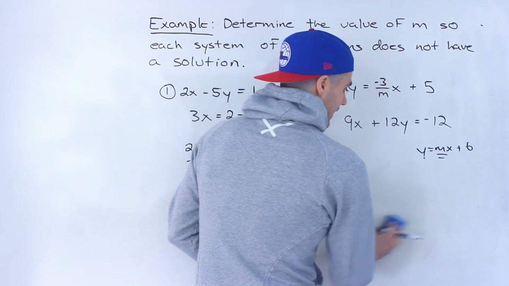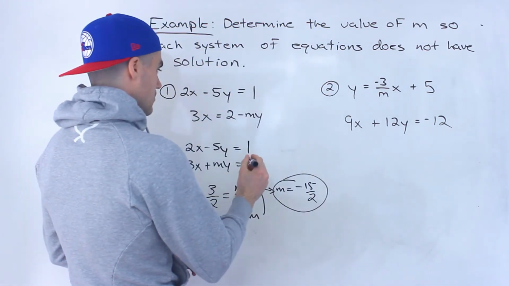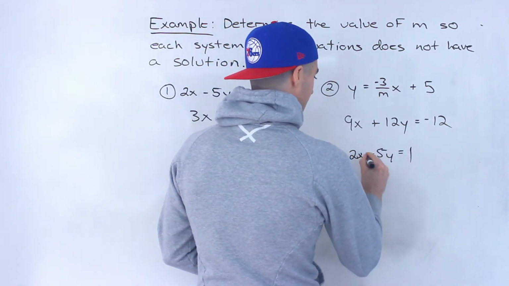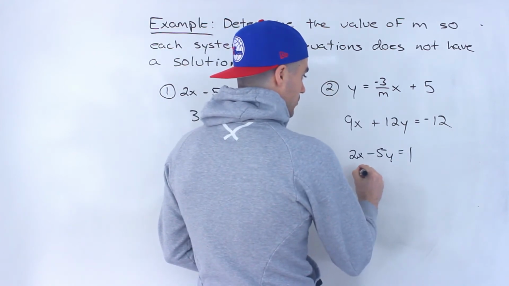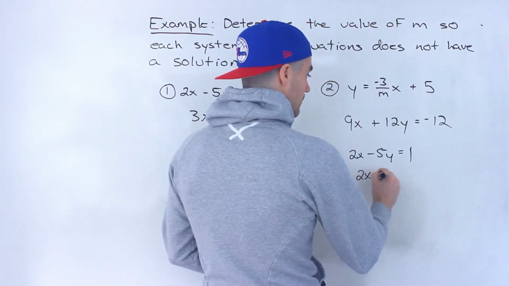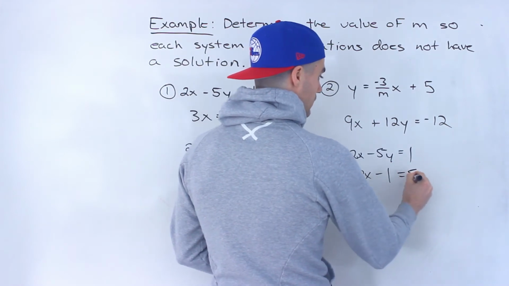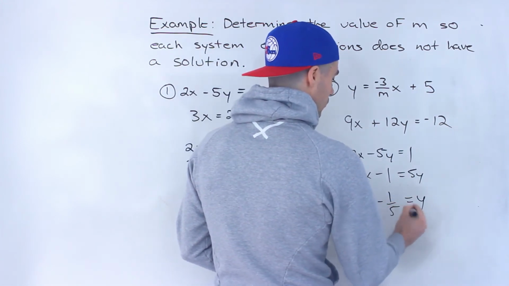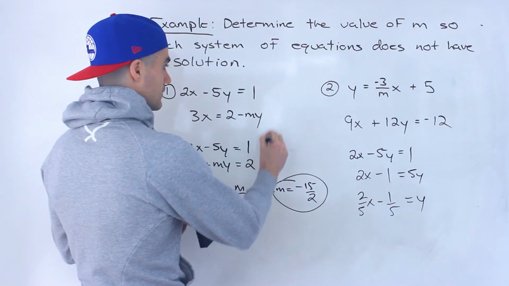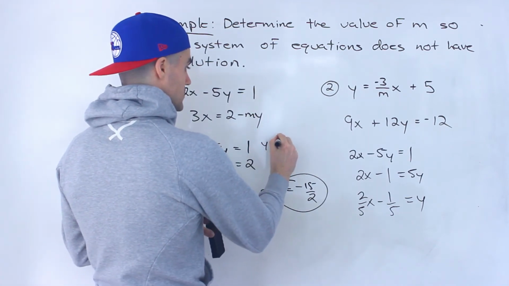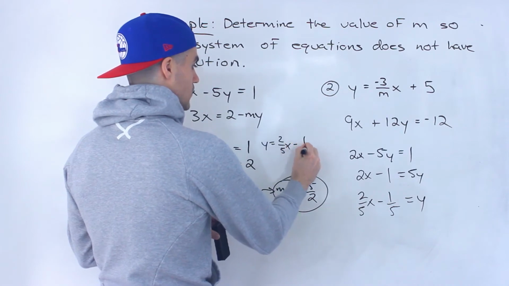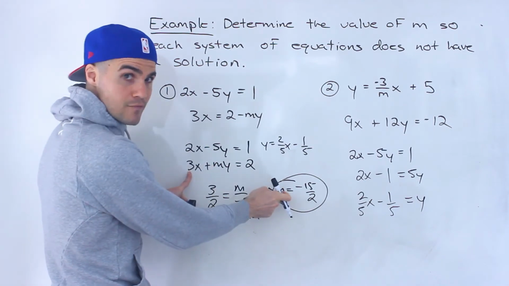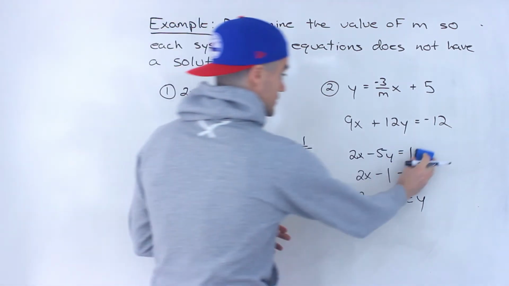If I check this, notice 2x minus 5y equals 1. If I take this line and put it into y equals mx plus b form, I'm going to bring the negative 5y over, and bring the 1 over, and it becomes minus 1. Dividing everything by 5, we'll have y equals 2 over 5x minus 1 over 5. So this line's equation is 2 over 5x minus 1 over 5. Now we can take the second line, with the m value that we found, and put that line into y equals mx plus b form.